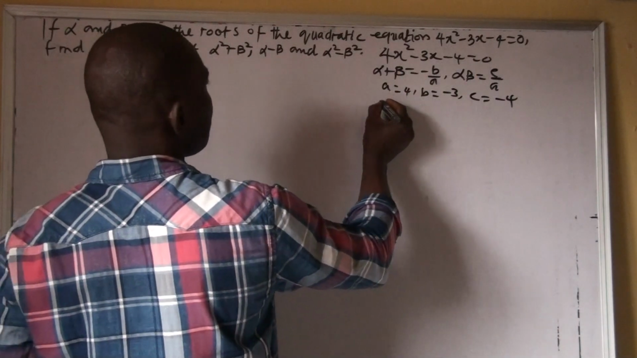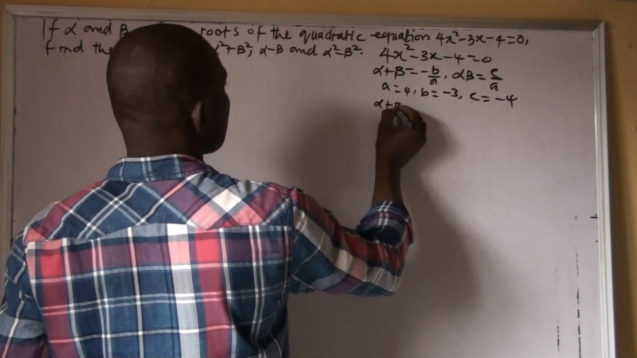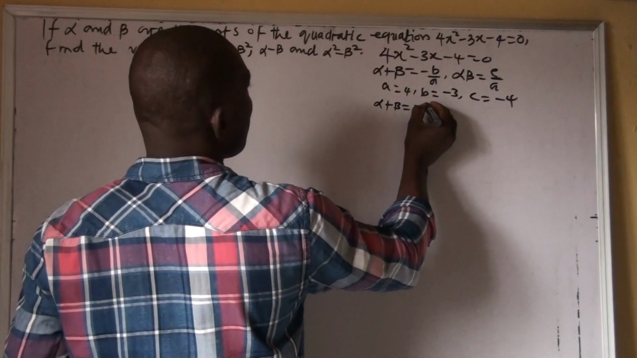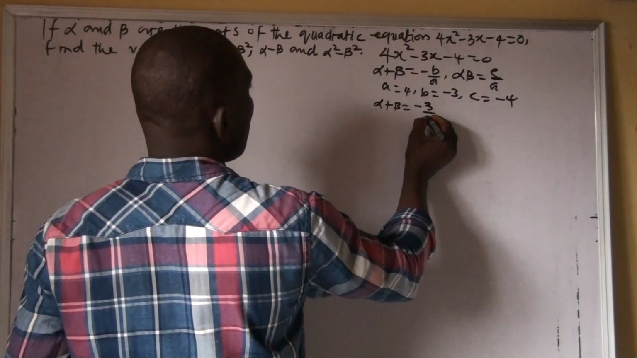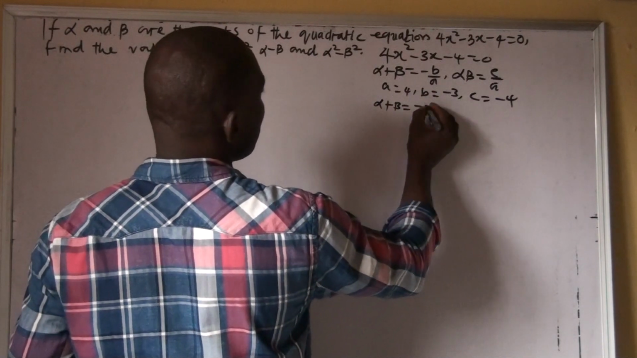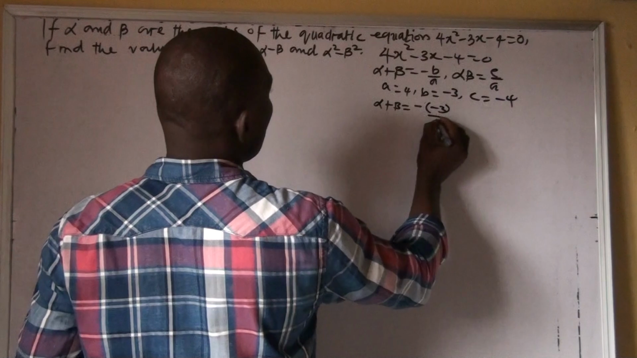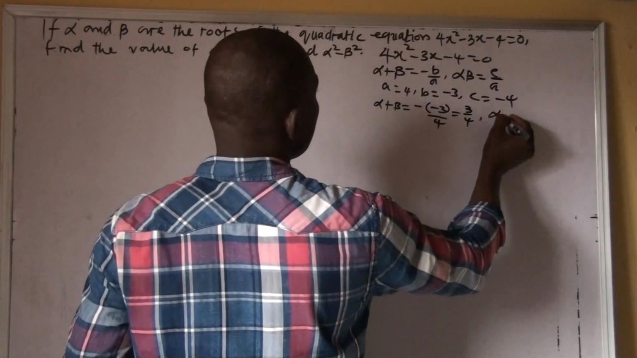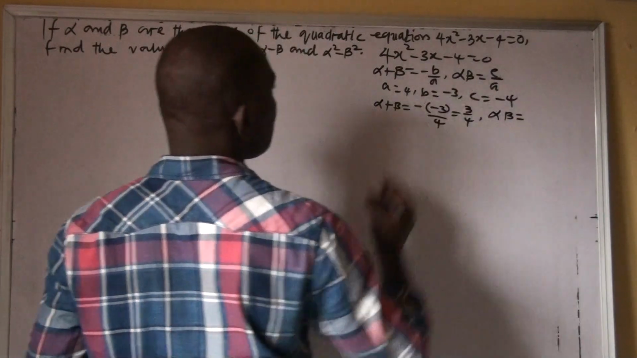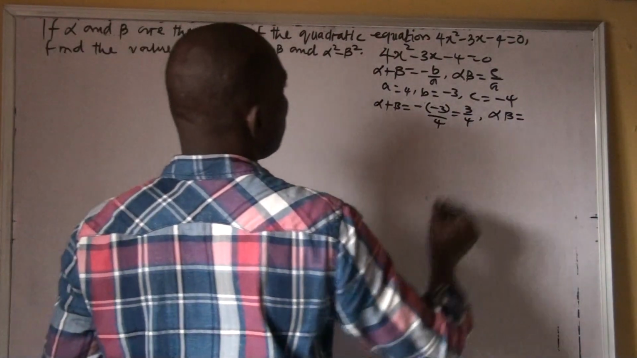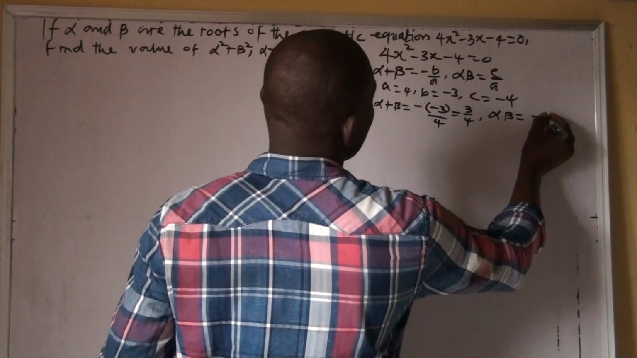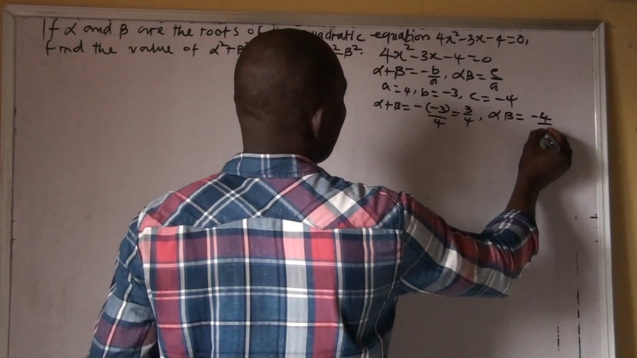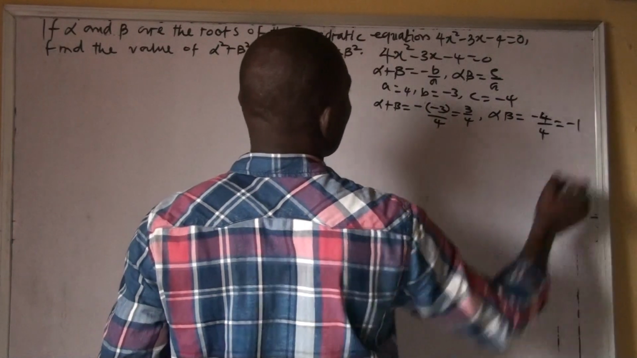So here the sum of the roots, alpha plus beta, is minus b over a, so minus minus 3 all over 4. That will give us 3 over 4. Then our alpha beta is c over a, which is minus 4 all over 4. That will give us minus 1.